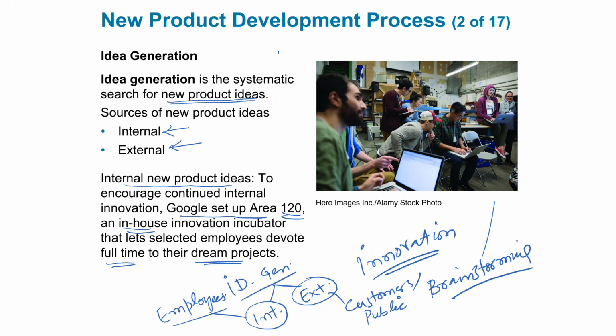Only a few selected employees are included. A lot of the time, these employees are full-time employees working on ideas, and a lot of the time, these employees can be just assigned a project to work on for a few days or weeks or months and come up with the idea, and then they get back to their normal jobs. So that could be an example. That's what the example of Google is, and that is internal idea generation.